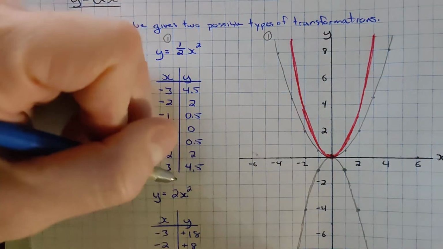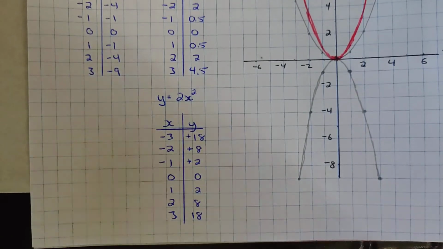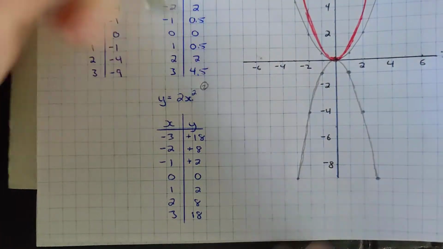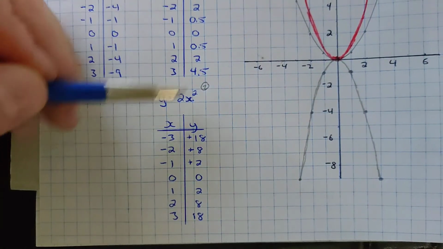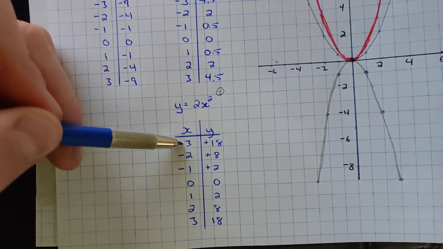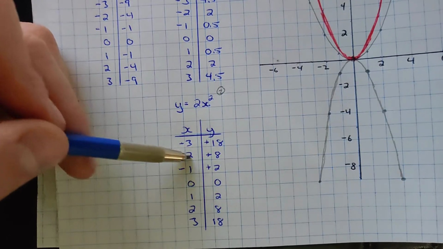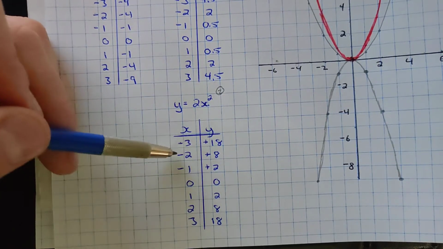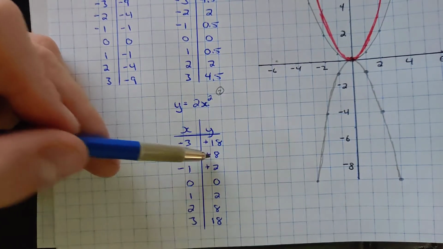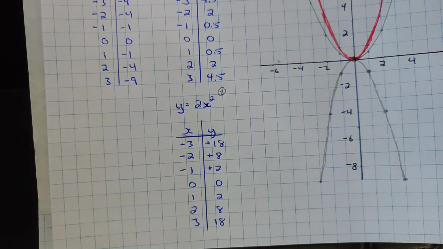And then we'll do this other one below, 2x squared. We'll call that equation 2. So what have I done each time here? I've taken my -3, squared it for 9, multiplied it by 2. So I got plus 18, and then worked my way down. -2 squared was 4 times 2 is 8, so on and so forth down the row.